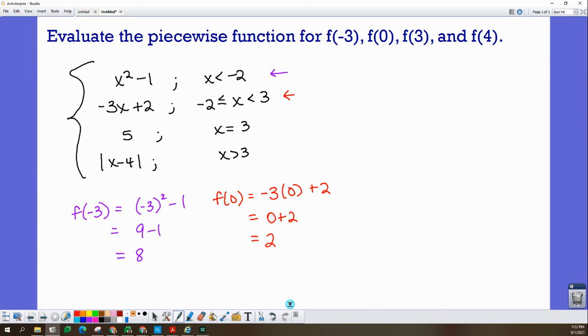If we look at f of 3, well, we're thinking about where our input 3 fits in the different pieces of the domain. Well, 3 equals 3. So we're looking here at the third piece, x equals 3. And when x equals 3, we're told that our function equals 5. So very simply, f of 3 equals 5.